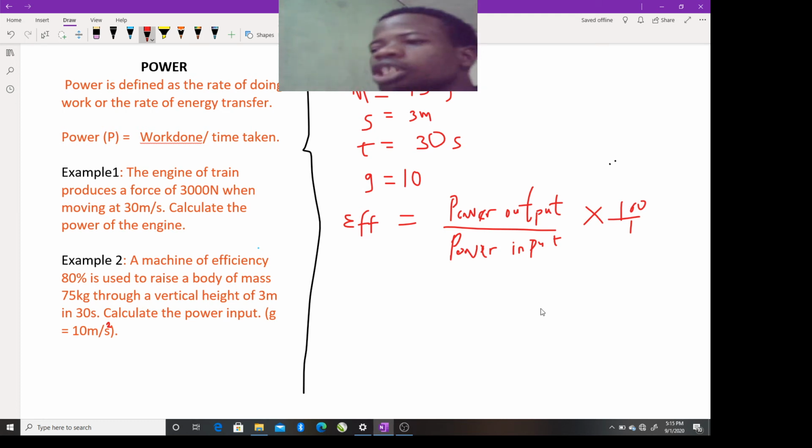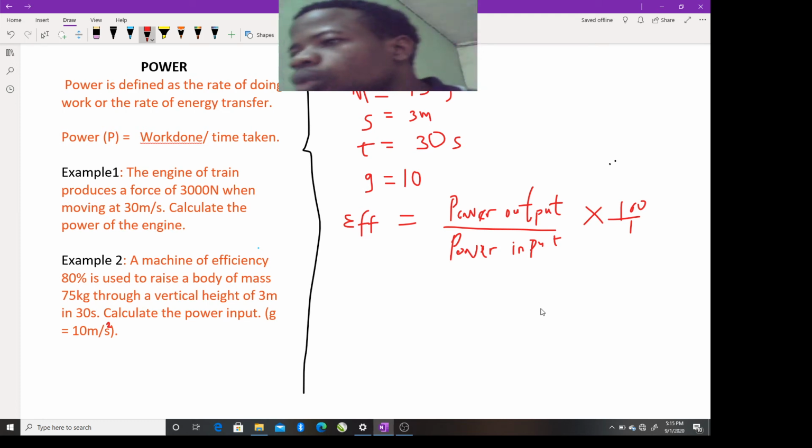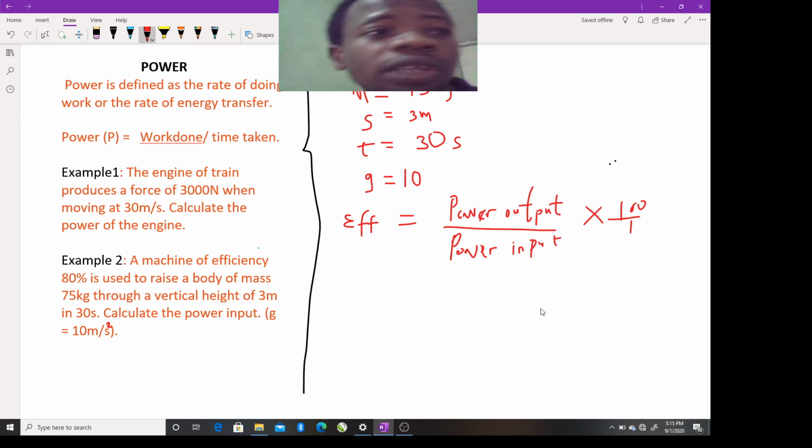We will use this in a lot of aspects in physics. So you need to know what efficiency is. If you are dealing with a transformer, you do the same thing. But yes, power output over power input times 100%, that is your efficiency. If you are dealing with a machine, you deal with mechanical advantage over velocity ratio times 100 over 1, that is the efficiency. So and more and more.